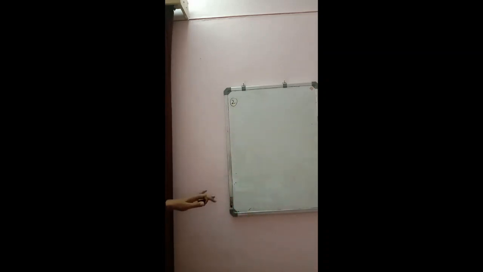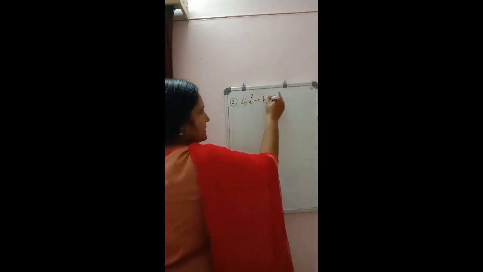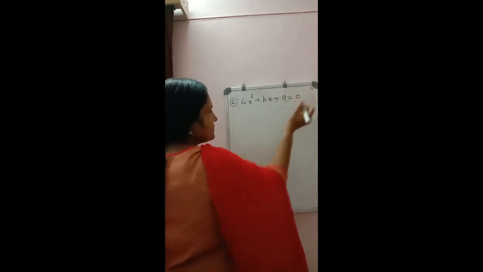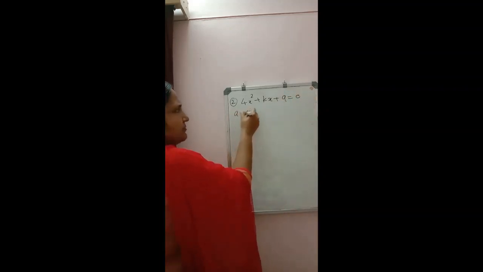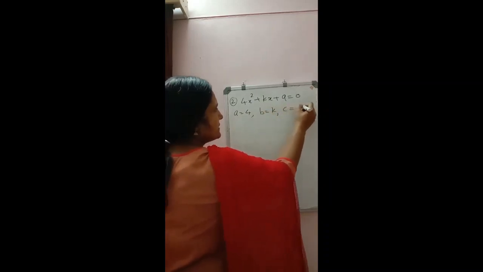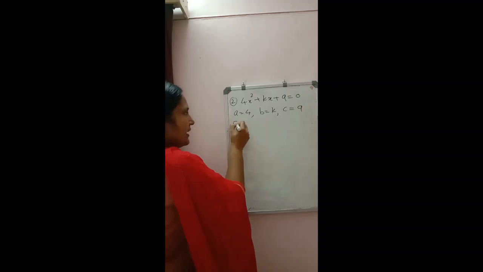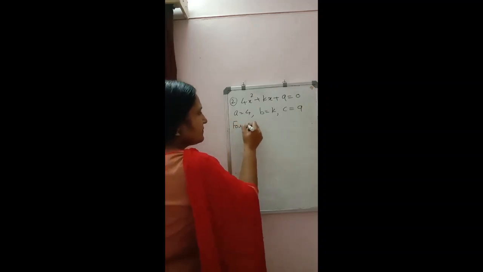Next question is 4x square plus kx plus 9 is equal to 0. So write down the values. Write with me. A is equal to 4, B is equal to k and C is equal to 9. Again we will write down the condition for real and equal roots.